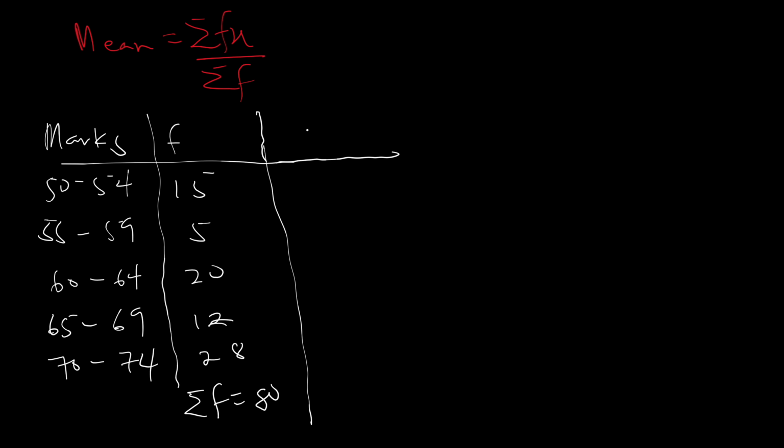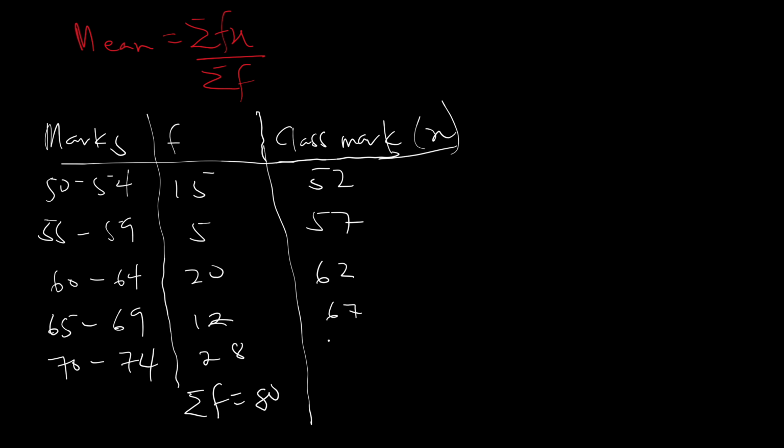Now, like I said earlier, our x will be the midpoint of the upper limit and the lower limit. So let's name it class mark, which is our x. So 50 plus 54 divided by 2, we should have 52. We do the same for 55 and 59, we should have 57. So we have 62 here, we have 67 here, and we have 72 here. So that will be for our x.